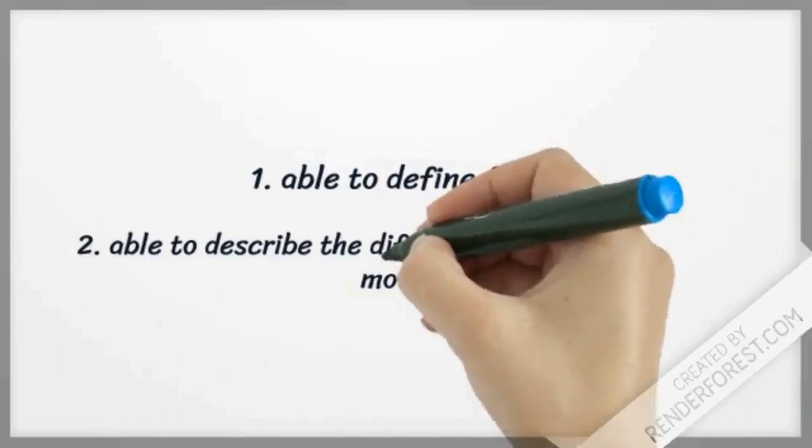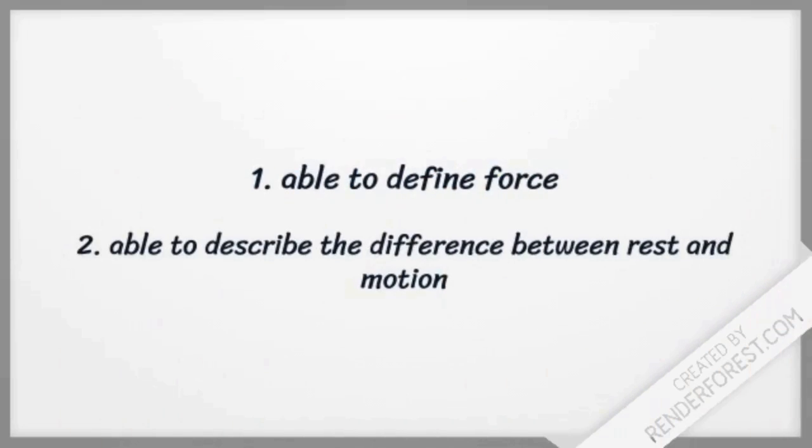For example, you can write an objective to evaluate students' knowledge or understanding level in the following way. Number 1, able to define force. Number 2, able to describe the difference between rest and motion. Here, knowledge refers to an ability to recall something, and understanding refers to comprehending the meaning and being able to explain a concept. So, you need to decide what to evaluate. It is first step. Okay?